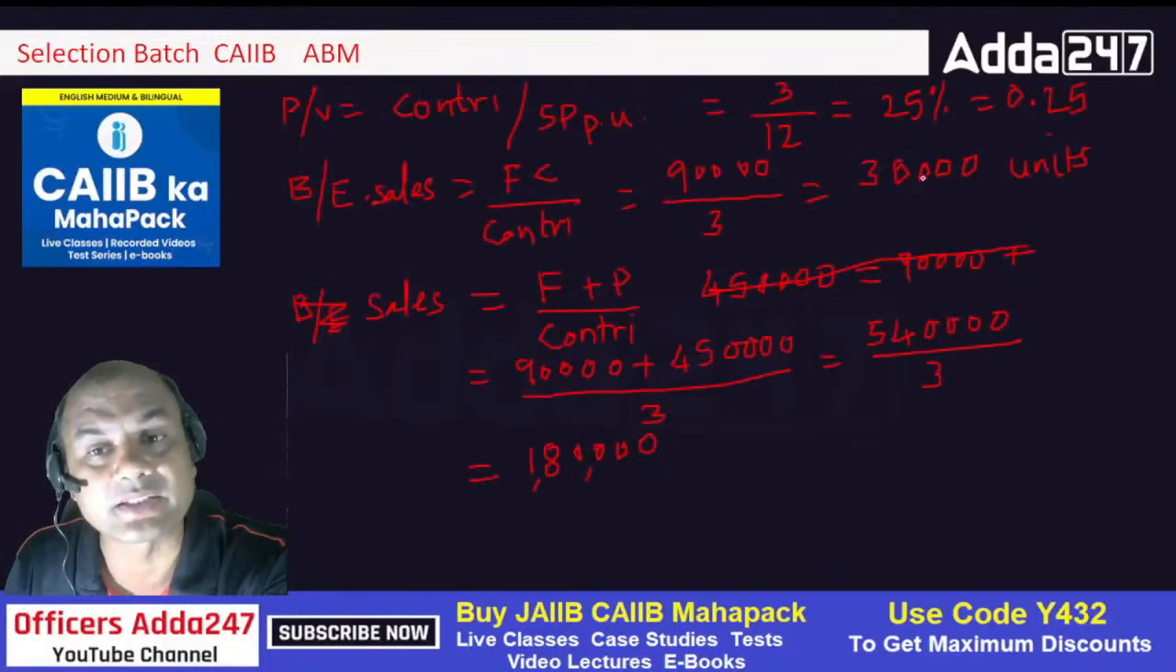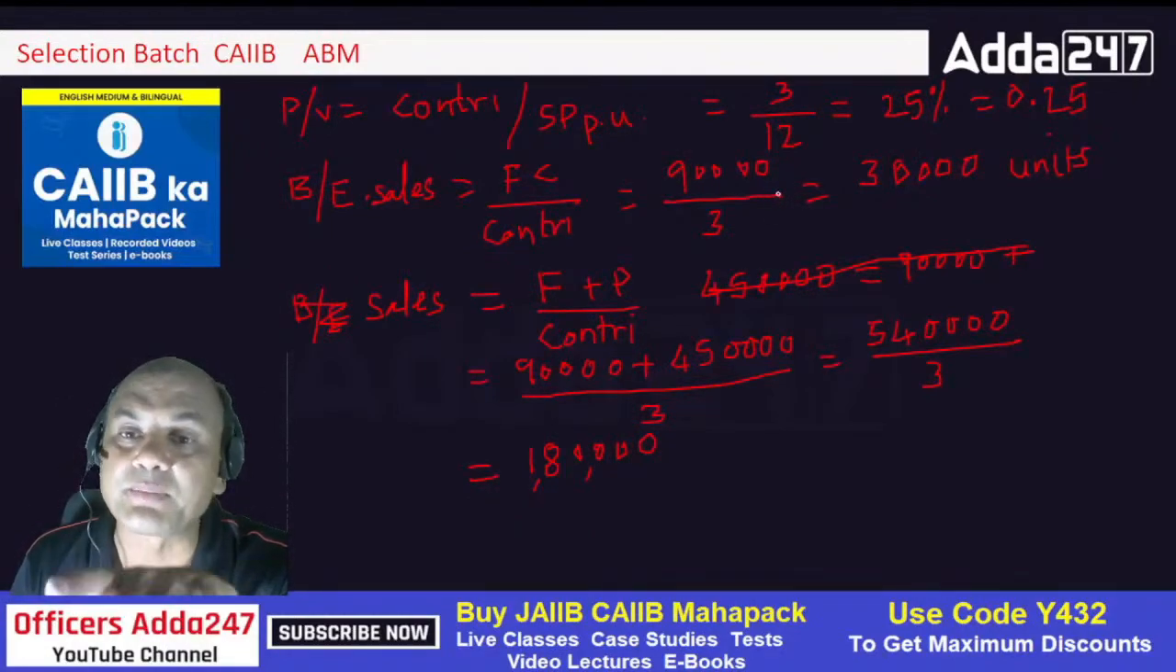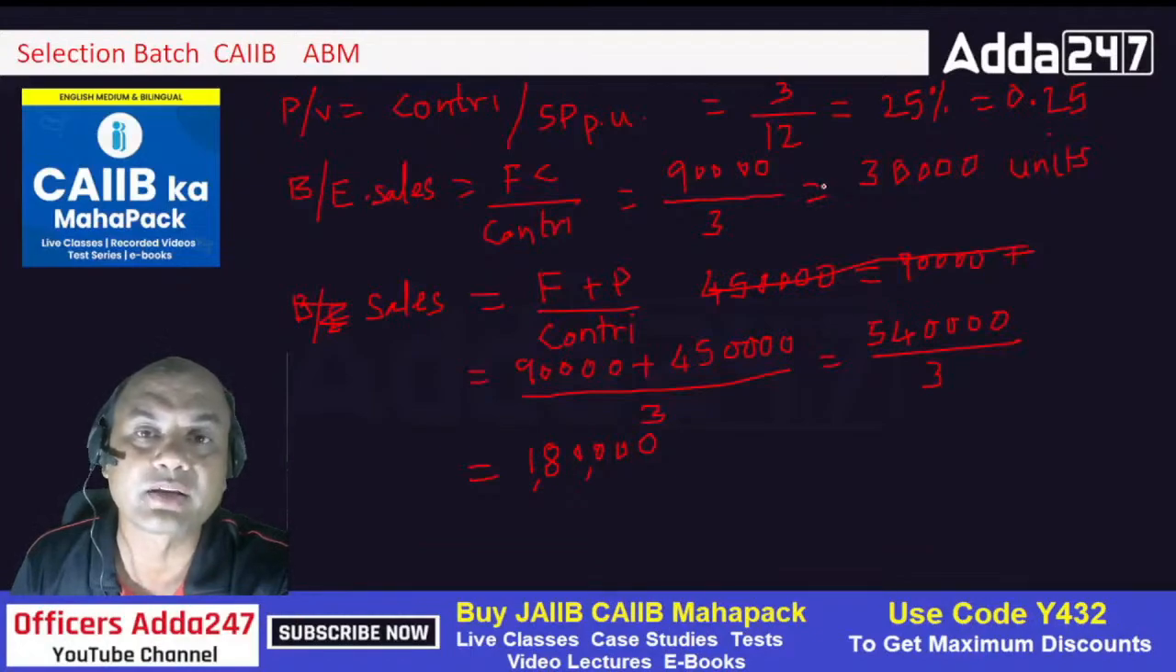So everyone has got this. How did we find this answer? Very important numerical. Everyone should follow this.